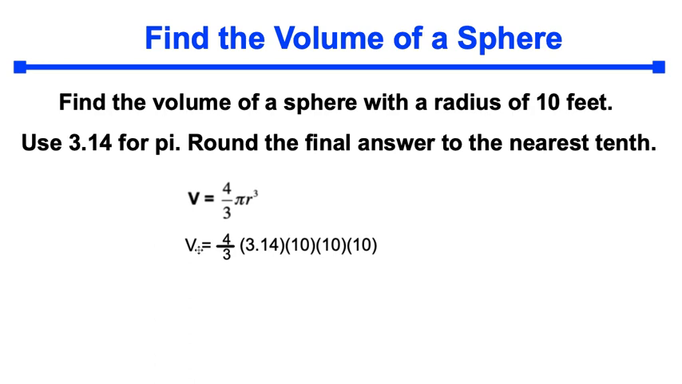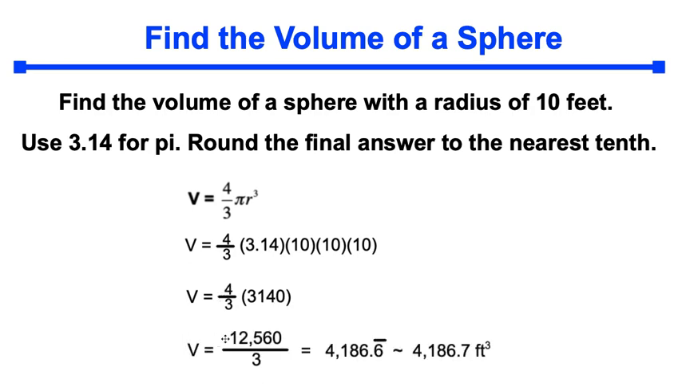So 3.14 is replaced for pi. Radius of 10 cubed means 10 times 10 times 10. Let's go ahead and multiply these four numbers together. We get 3,140. Go ahead and take this number and multiply that by 4.